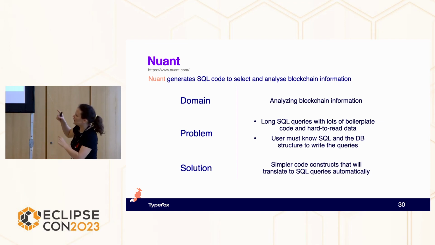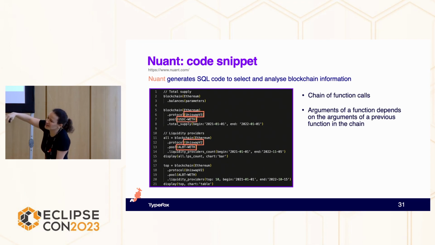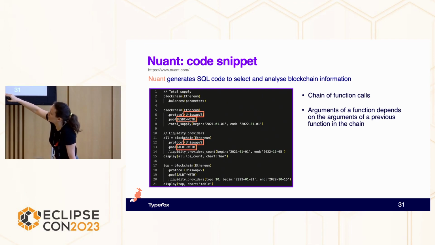And here we take a look again at this code snippet. Each entity is a chain of function calls, and the arguments of a function depend on the arguments of the previous function in the chain. I hope you understood this phrase now. You can see here the argument Uniswap v3, and in another case it's Uniswap v2, and these arguments influence what you can pass as arguments to the next function.